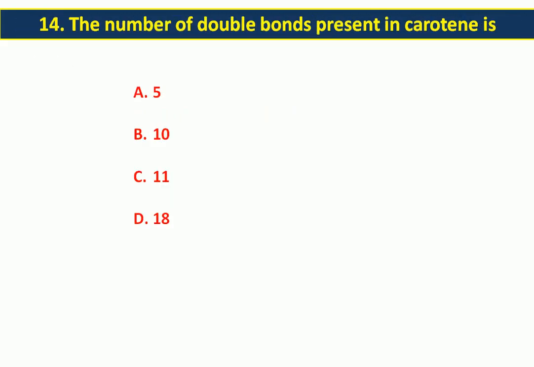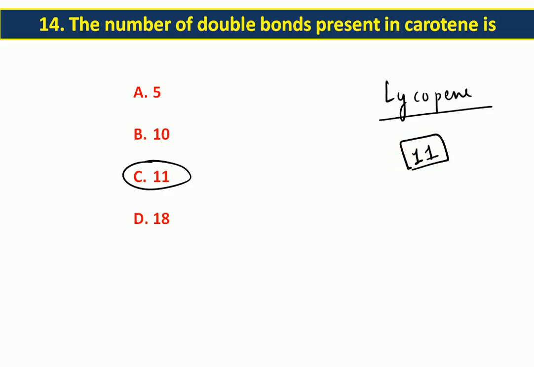Let us go for question number 14. The number of double bonds present in carotene is. Carotene is a pigment, and in carotene 11 double bonds are present, and therefore carotene is having such a type of bright color. Similar question can be asked for lycopene. Lycopene is present in tomato, and is responsible for the red color of tomato. Lycopene is having 11 conjugated double bonds, similar to carotene.